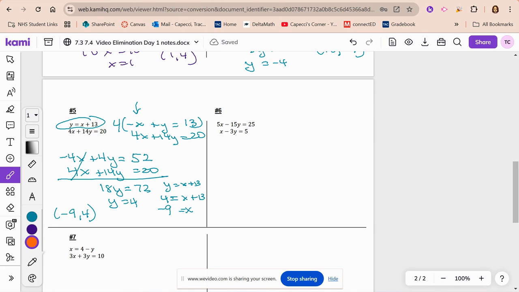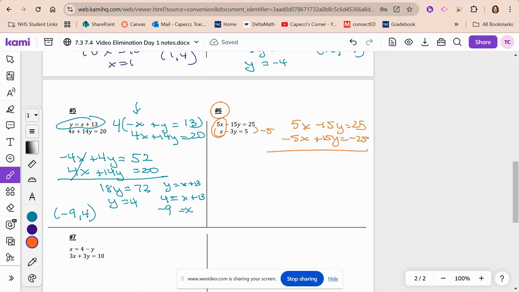Okay, let's keep going. Now I noticed in number 6 that I can't add and eliminate a variable. So I'm going to multiply this second equation by negative 5 because I'm going to try to get positive 5x and negative 5x. So I'm going to rewrite my first equation, multiply everything by negative 5. I get negative 5x plus 15y is equal to negative 25.